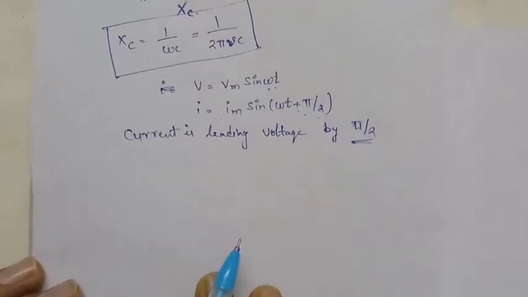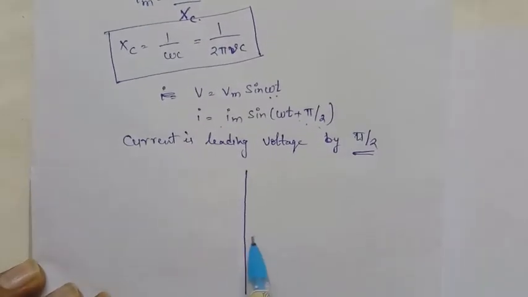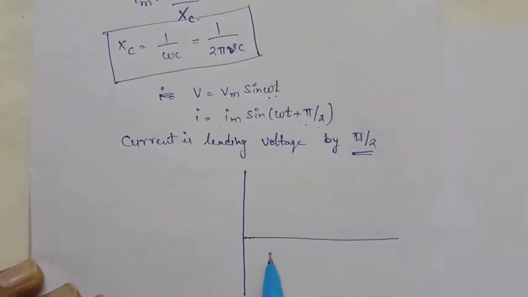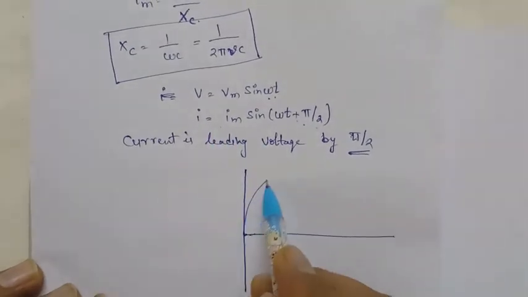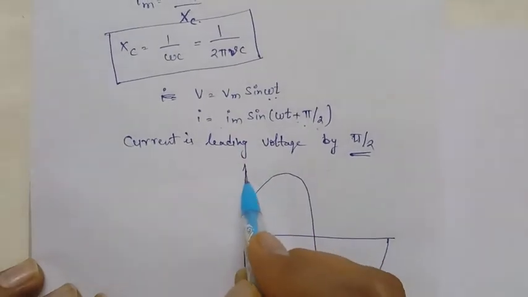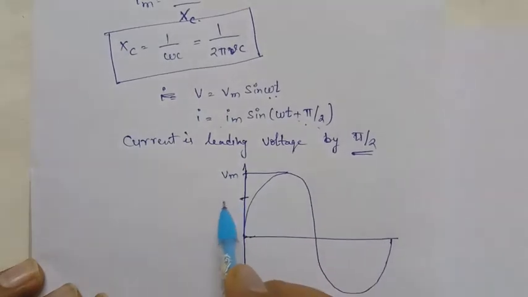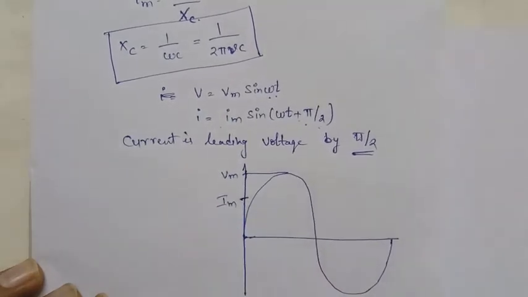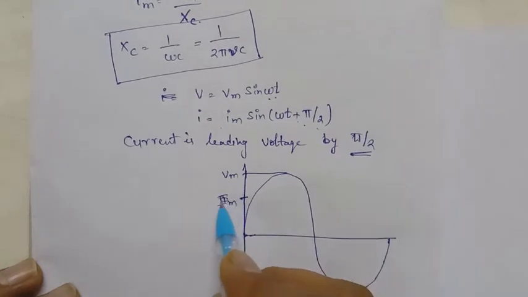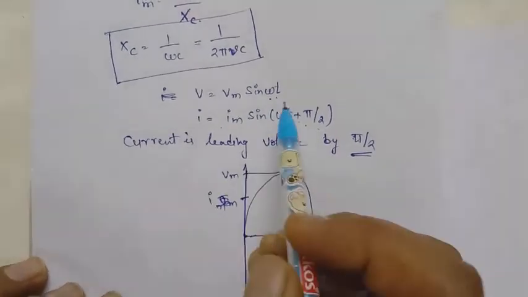So then what is the phasor diagram for this? First of all, let us go for the graphical diagram. You apply the voltage. It is the input voltage. The maximum voltage here is Vm. At that time the maximum current flowing through this circuit is Im, small Im, which you have to take here.